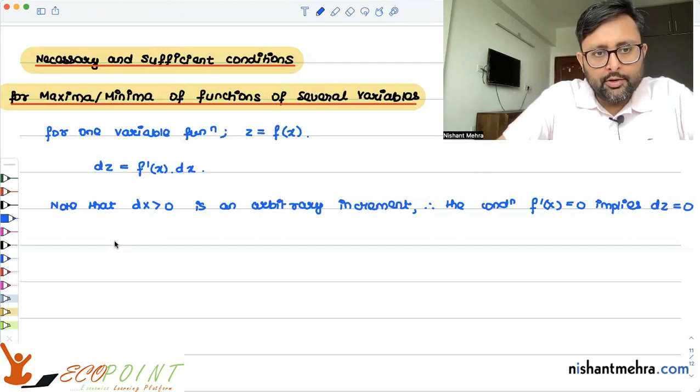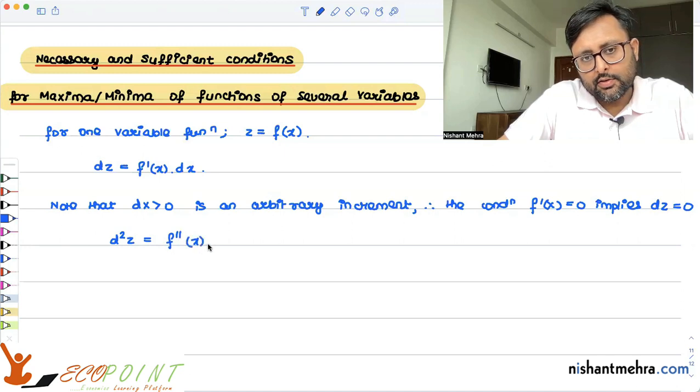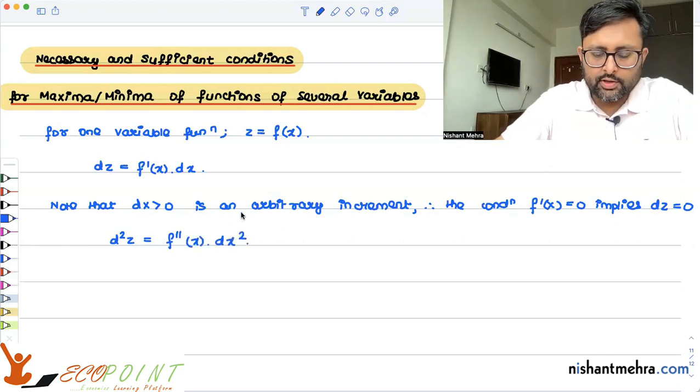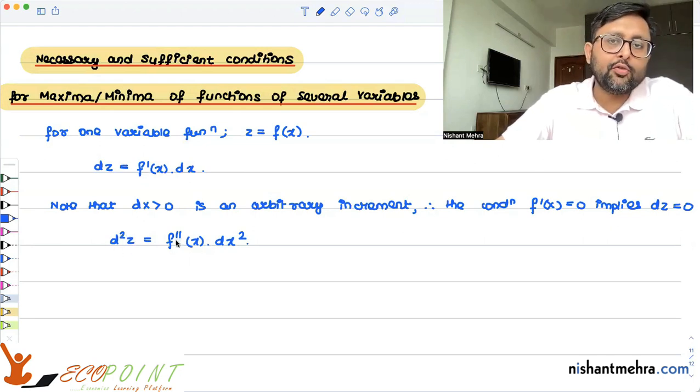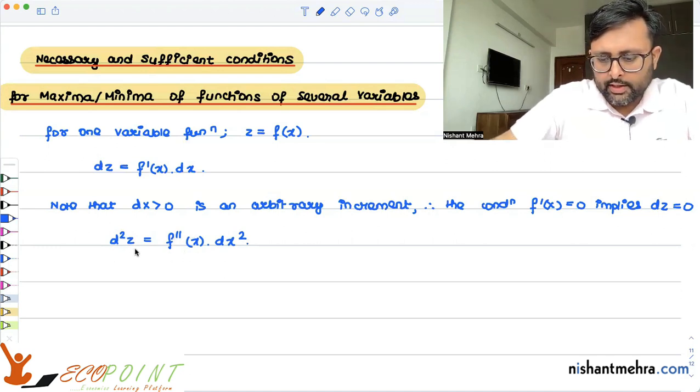Okay. Now d2z, if you want to find out the second order derivative, d2z would be f double dash x dx square. So dx square, that is the square of dx, is positive. So the sign of d2z is going to be dependent upon the sign of f double dash x, right?